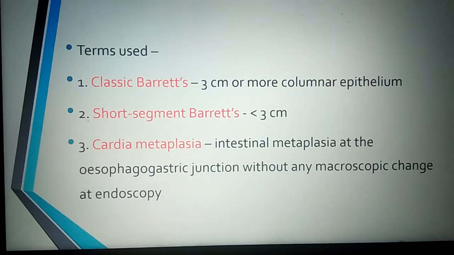Intestinal metaplasia is there. How can we identify that? Obviously by taking multiple biopsies from that site during upper GI endoscopy and confirming it histopathologically. So classic Barrett's, short segment Barrett's and cardiometaplasia. The first is 3 centimeter or more than 3 centimeter. The second one is less than 3 centimeter. And the third one is metaplasia without any macroscopic change at endoscopy.